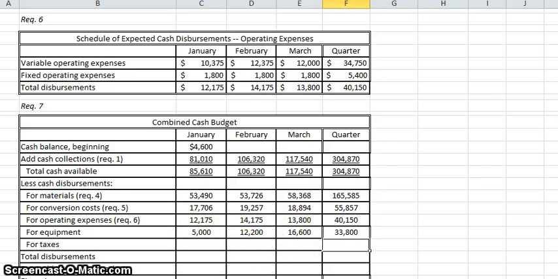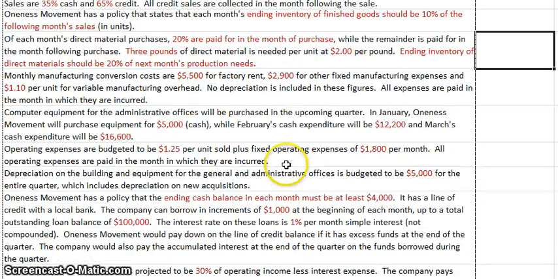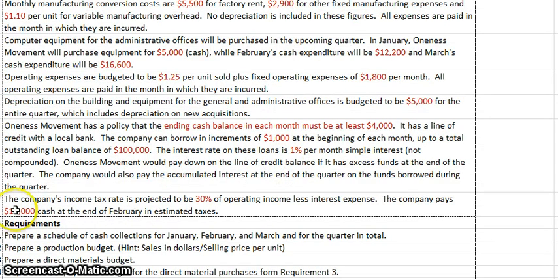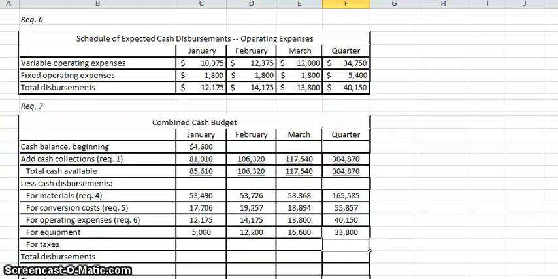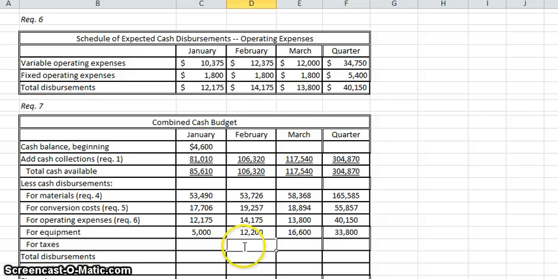Okay, taxes. Talks about our tax expense in the letter J. Company's income tax rate is projected to be 30% of operating income less interest expense. The company pays $10,000 cash at the end of February in estimated taxes. We're doing the cash budget, so that's the number we're interested in, is the $10,000 payment. We'll come back and use that 30% when we do our income statement. So they're going to be paying $10,000 in February. Okay? And we'll sum that across.